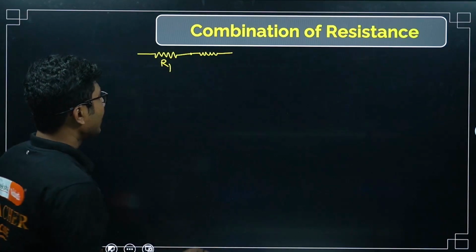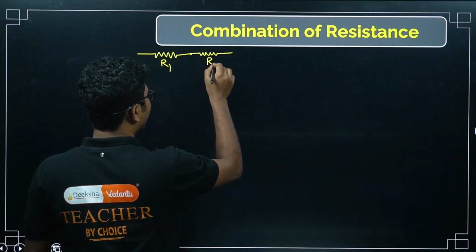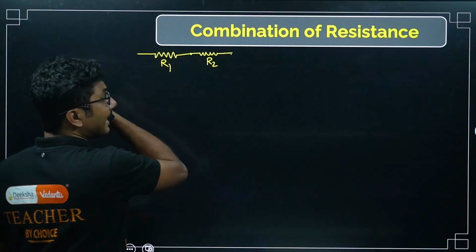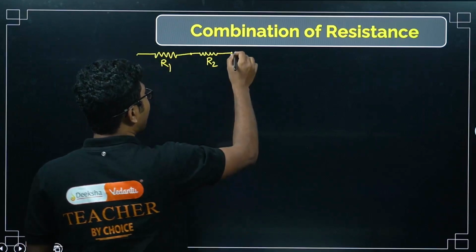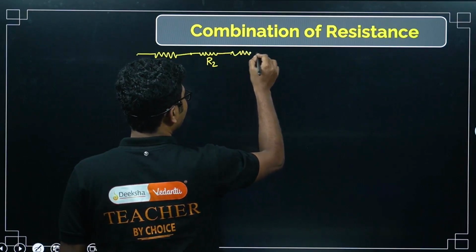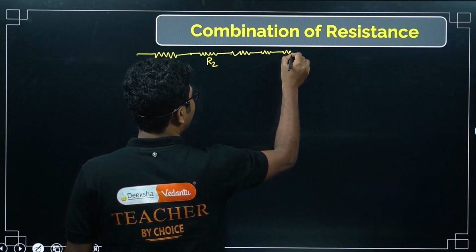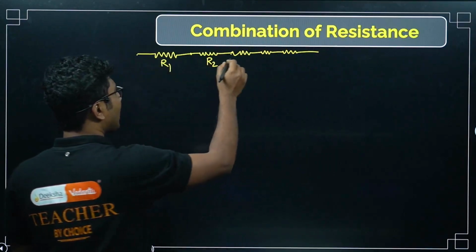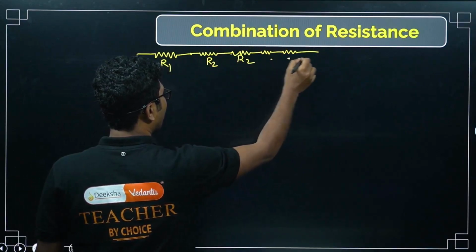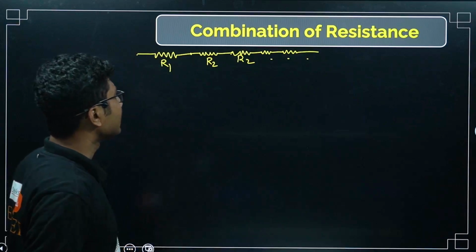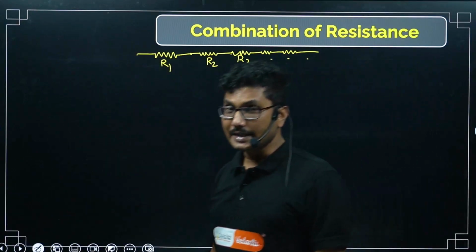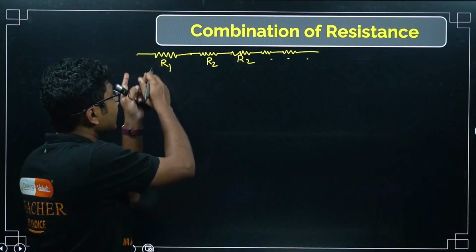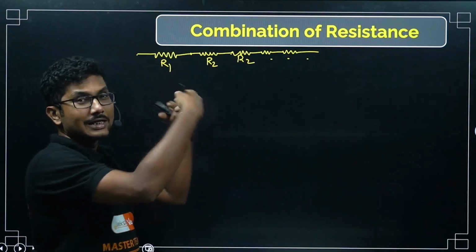And where this resistance, say R2, ends, here these two starting points are not linked. And here we can have other resistances as well. We can have as many resistances as possible, R1, R2, R3, dot, n number of resistances. Whenever this kind of combination occurs, we call it series combination. When one resistance ends, another resistance starts.